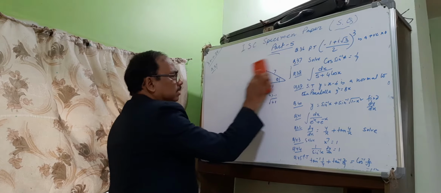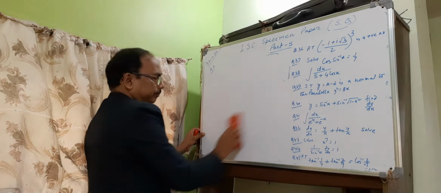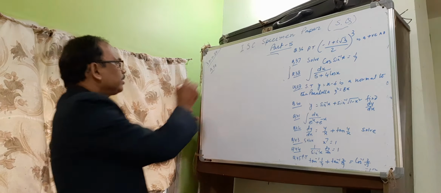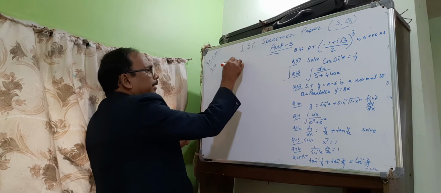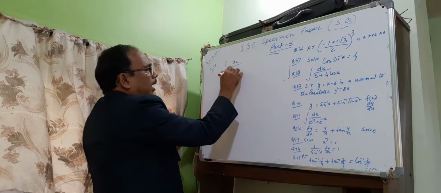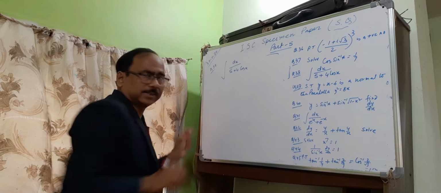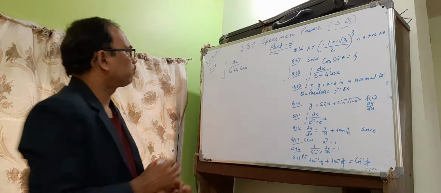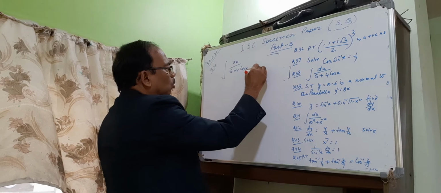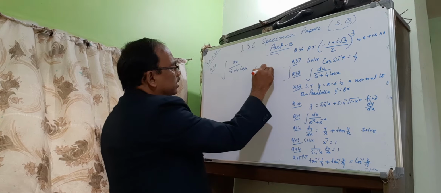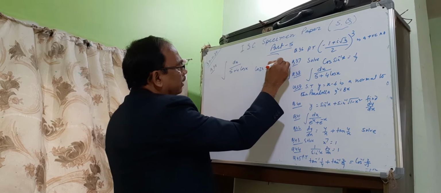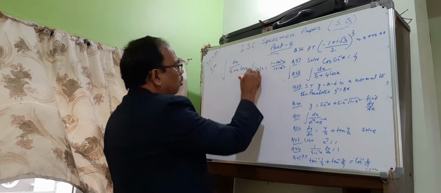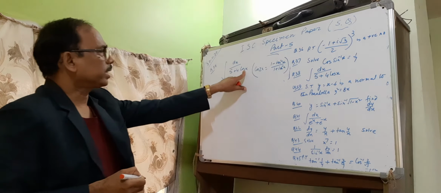Next, sum number 38. Integration sum is dx over 5 plus 4 cos x. Here we write the submultiple angle of cos x in terms of tan x. We know cos 2x is (1 minus tan square x) by (1 plus tan square x). That is the formula of cos 2x. Cos x is a submultiple angle.